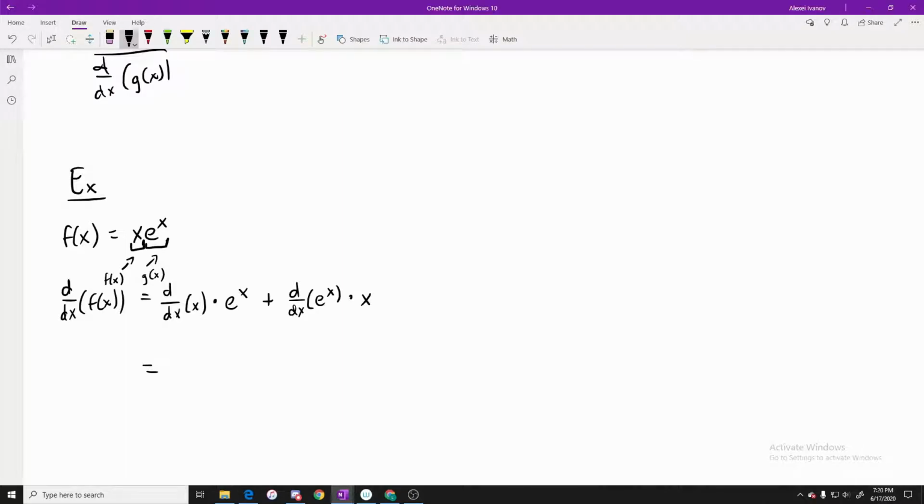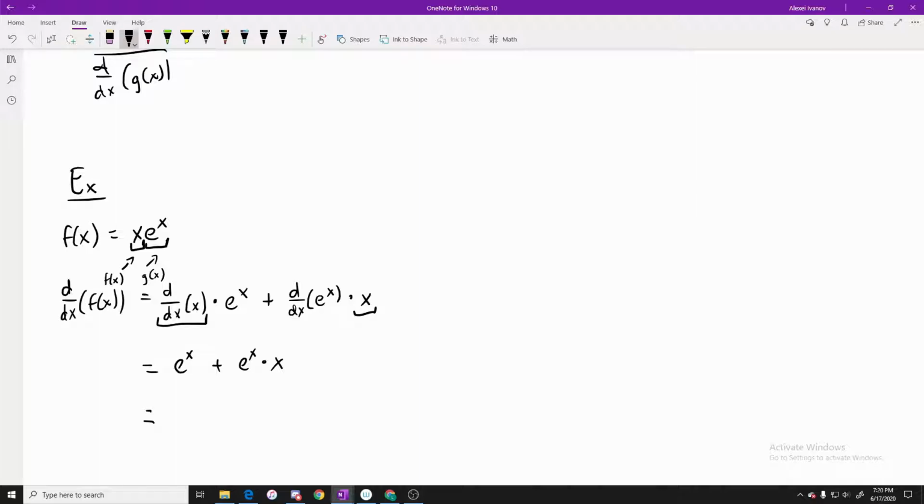So we know that the derivative of this linear function right here is just going to be 1. So we're just going to be left with e to the x. And we're going to add on the derivative of e to the x, which is just e to the x, and we're going to keep this times x right here.